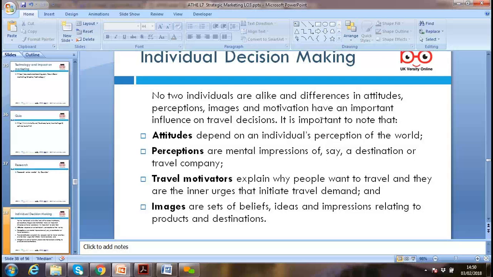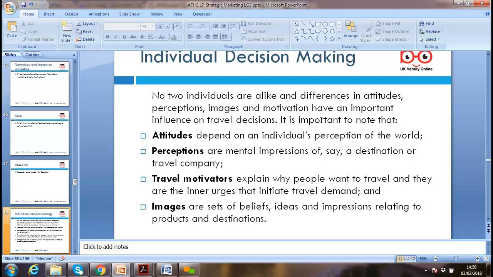Perception could be the mental impression of, say, a destination or a travel company. Different people might have different perceptions about Saudi Arabia, but the people living there have a different perception than others. So we need to understand the perception. If nobody has ever traveled there, just hearing about it could give a totally different perception. So, travel motivators.